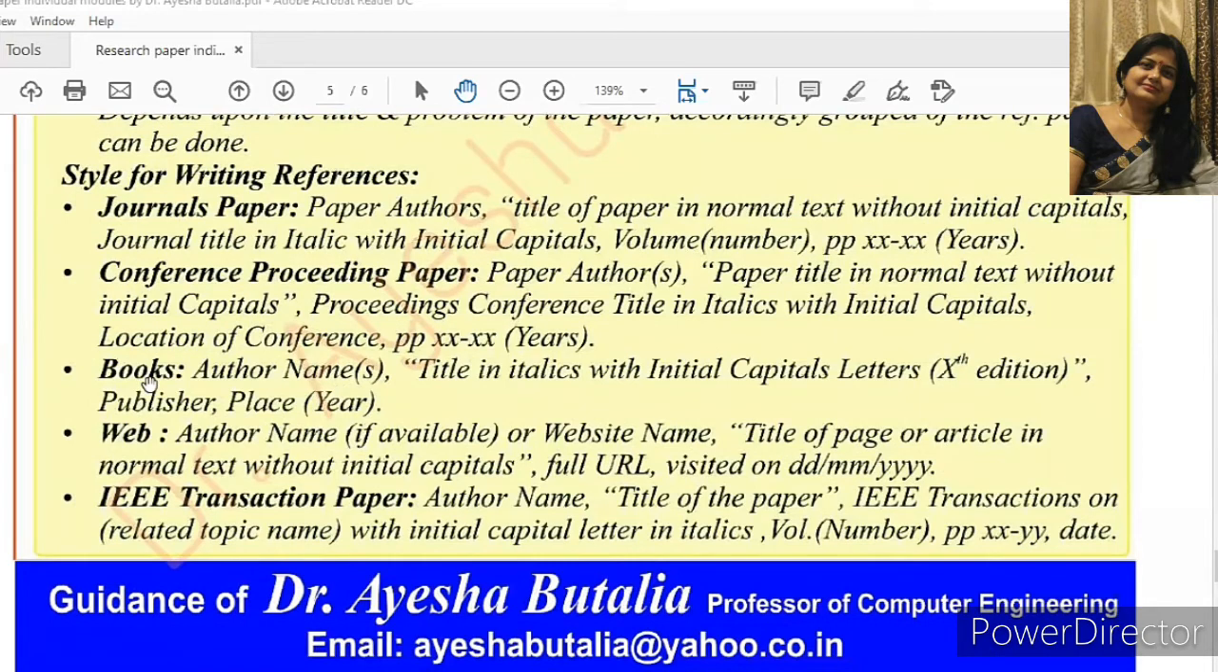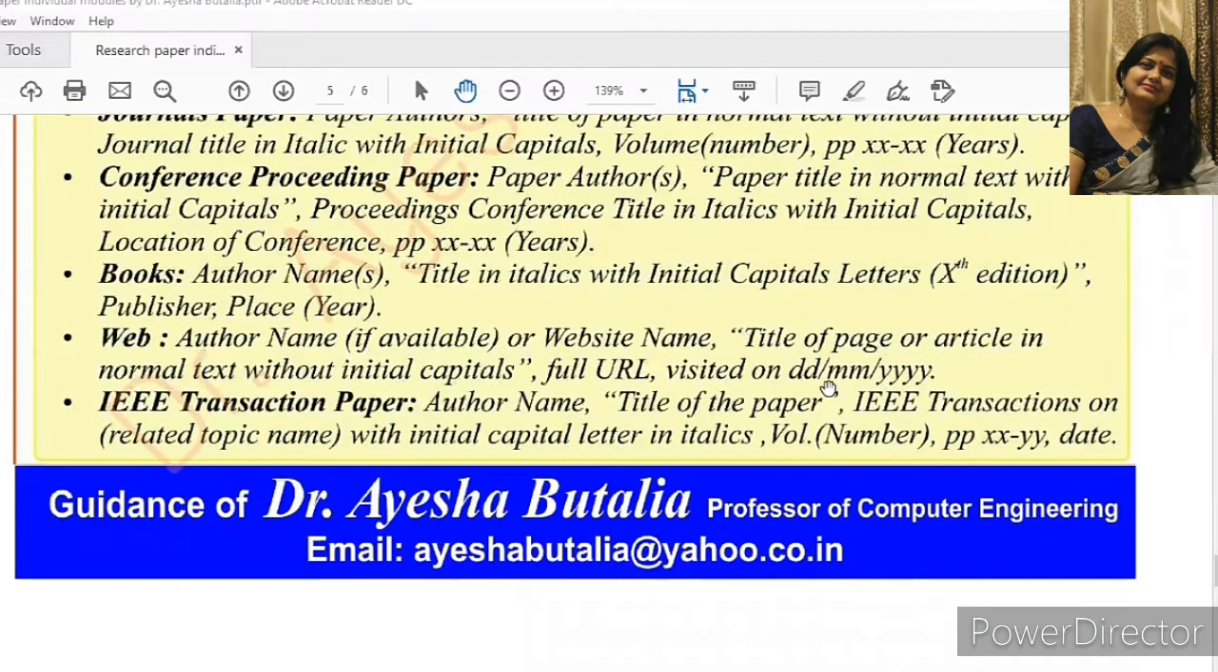Now when it comes to books, it has author names, the title in italics with initial capital letters, the publisher, the place, and the year. If it's web information, then the author name if available, or the website name, the title of the page or article in normal text without initial capitals, and the full URL, visited on the date in day, month, and year format.